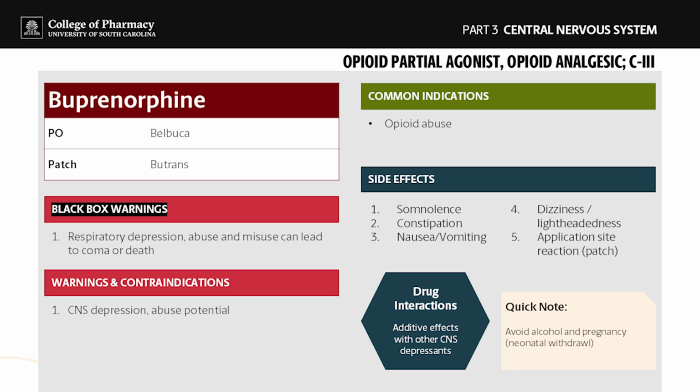Here we have an opioid partial agonist analgesic, which is also a Schedule III controlled substance. This is buprenorphine, which is very similar to the one we saw before, but it's not a combination drug. This has the oral dosage form Belbuca, and the patch is Butrans. And this is used for opioid abuse as well, but it's not the combination like the one previously. Some of the side effects are the same though: somnolence, constipation, nausea, vomiting, dizziness, lightheadedness, and sometimes you have a little bit of a reaction at the application site. So be aware and let your patients know if they start breaking out in a rash, they need to let somebody know, like you or the practitioner.